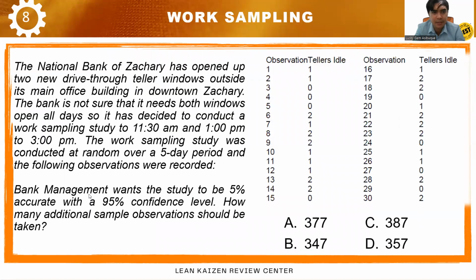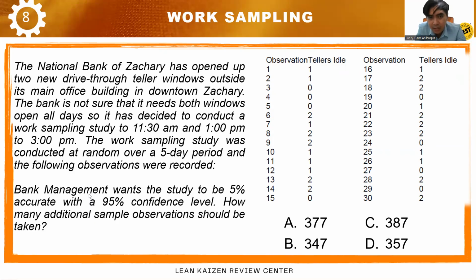The National Bank of Sakari has opened up 2 new drive-thru teller windows outside its main office building in downtown Sakari. The bank is not sure that it needs both windows open all days. So it has decided to conduct a work sampling study from 9 to 11:30 a.m. and 1 p.m. to 3 p.m. The work sampling study was conducted at random over a 5-day period, and the following observations were recorded.